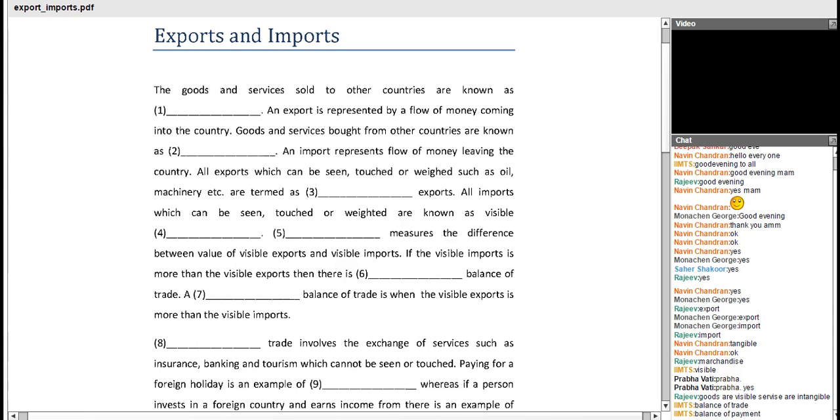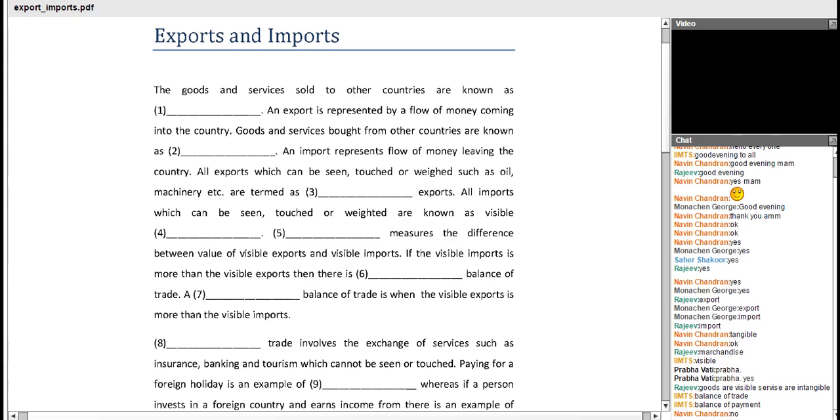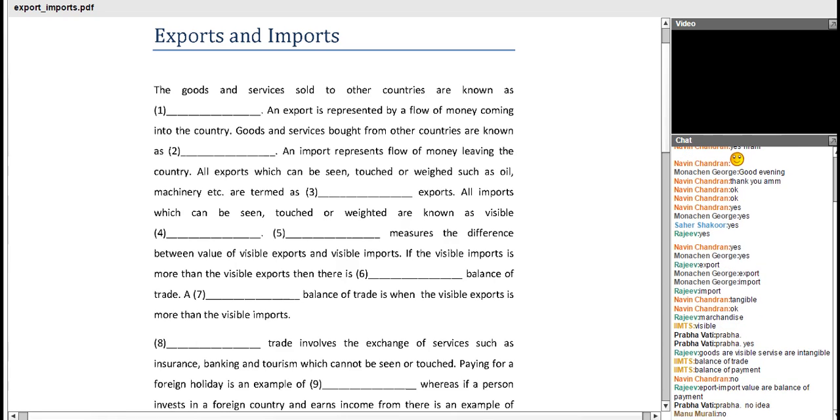Rajiv, Deepak, Sanubar, Seher, Naveen, Monachin, Prabhavati, Muhammad, Manu. You all know about these two terms, balance of trade and balance of payment? Anybody? Okay, Naveen says no. Alright. Okay, let's just discuss it.